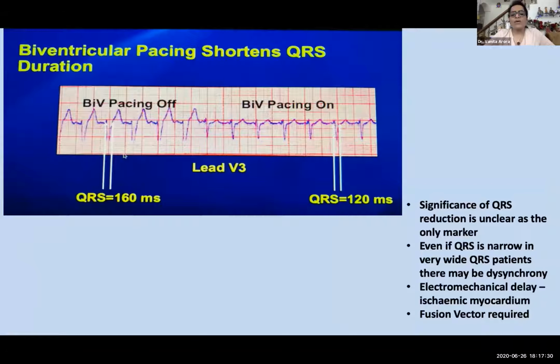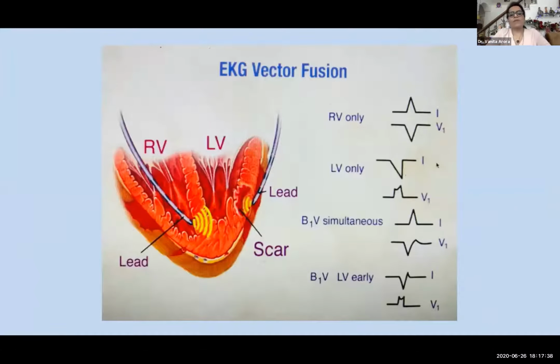So what is the outcome here? How can we help these patients? The most important factor to look at is the fusion vector, which I'm just going to explain to you. See these leads, we are pacing from the RV lead alone. We are looking at the complex in lead 1 and in V1. We are pacing from the LV lead, which is close to the scar. When we pace biventricular simultaneously, we have to look at lead 1, whether it is looking like either of the two, either RV or LV, or it is a fusion between the two.